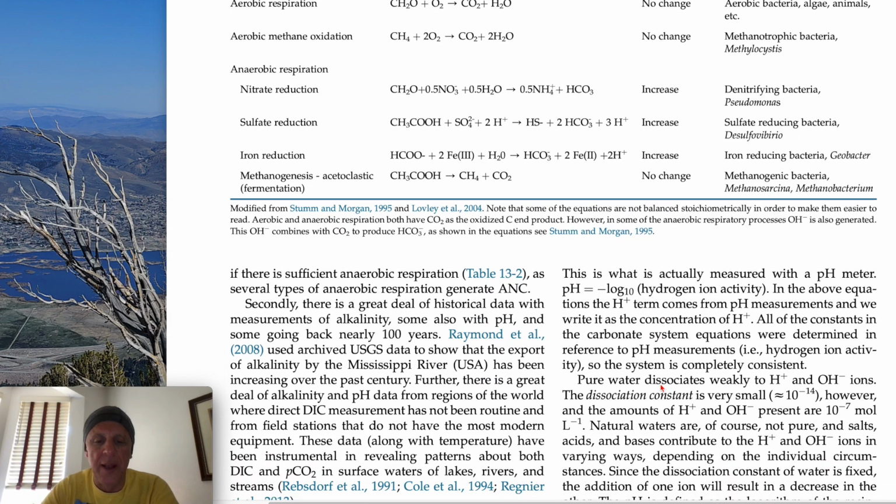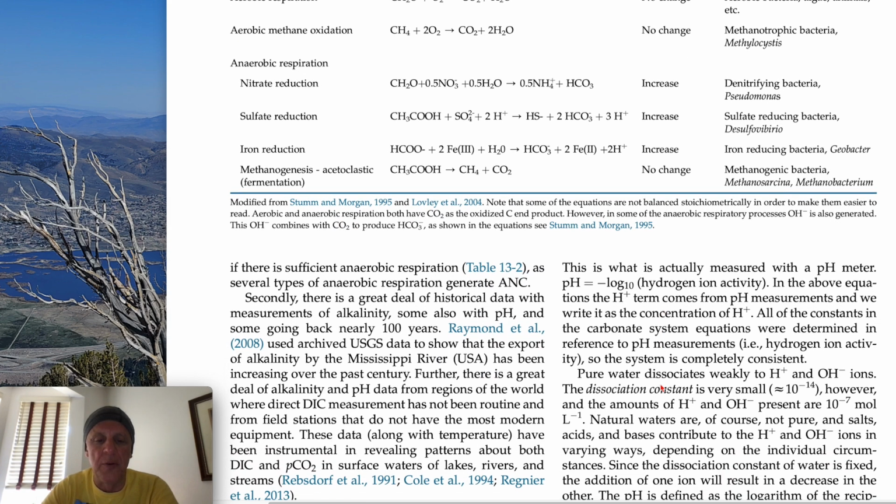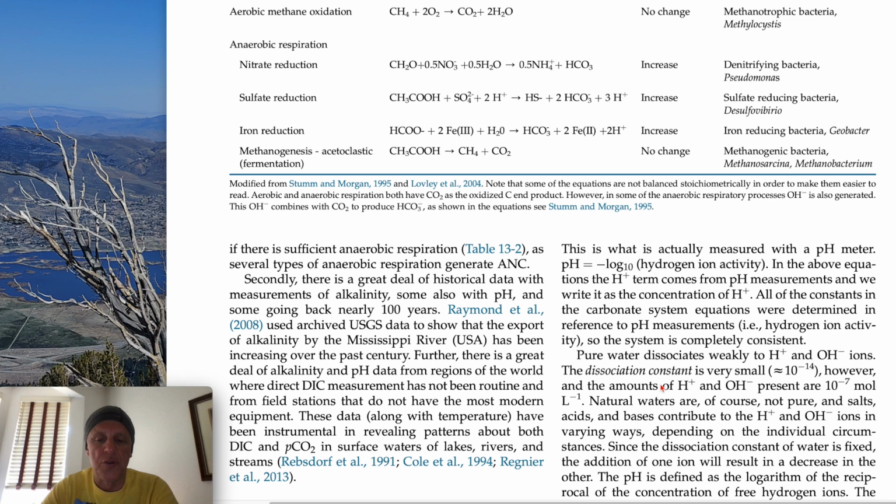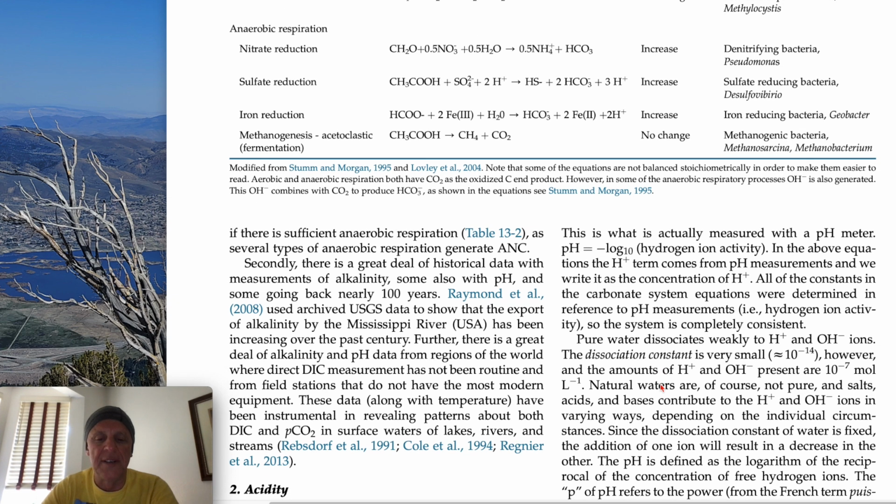Secondly, there is a great deal of historical data with measurements of alkalinity, some also with pH, and some going back nearly 100 years. Raymond et al. used archived USGS data to show that the export of alkalinity by the Mississippi River has been increasing over the past century.